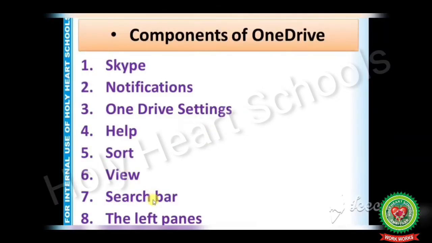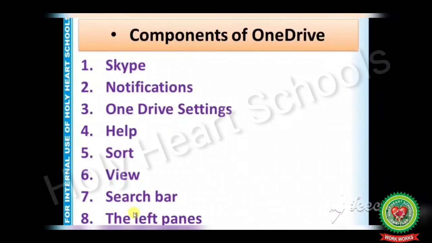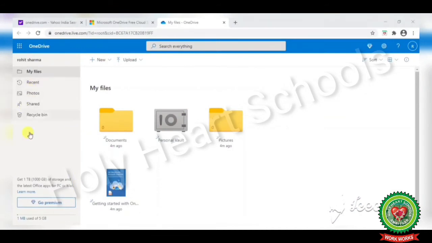Then we have search bar. Here we have the search bar, and in this bar you can type anything that you want to search from your account, any type of file or folder. This is a search bar. And the last thing is the left pane. This is the left pane and it allows you to view your files and access the folders such as recent, photos, shared, and recycle bin, etc.